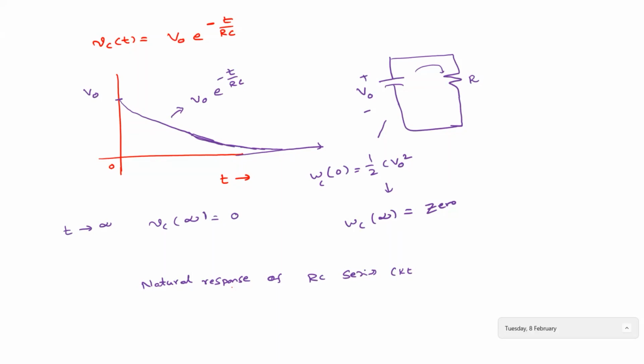If this capacitor is also energized from an external DC source, that will be the forced response, which we'll study in later classes. Here, at infinite time, it reaches its steady state value. This is known as the steady state value.